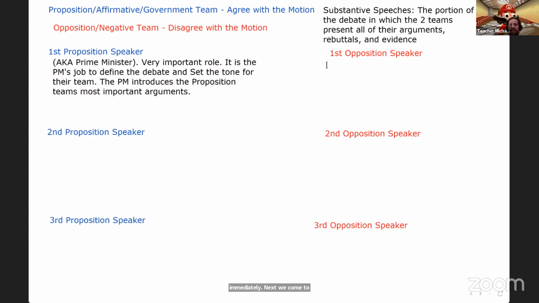Next, we come to the first opposition speaker. The first opposition speaker is usually known as the opposition leader, and this stems from most parliamentary debates, where you've got the side of the government with the prime minister, and then you've got the opposition, who make sure that the government don't go crazy with power, basically. And so they're known as the opposition to the government.